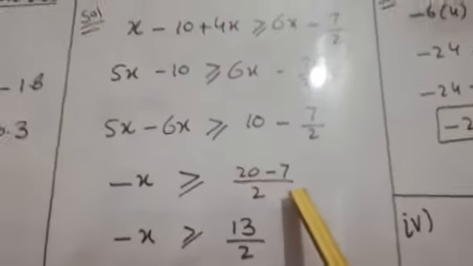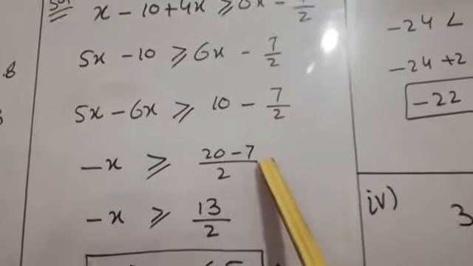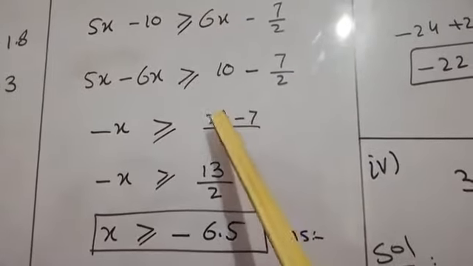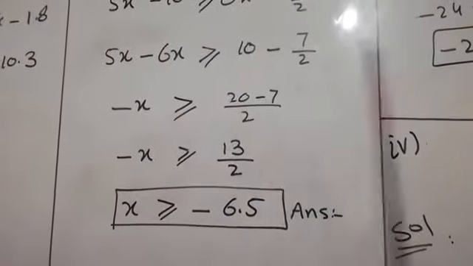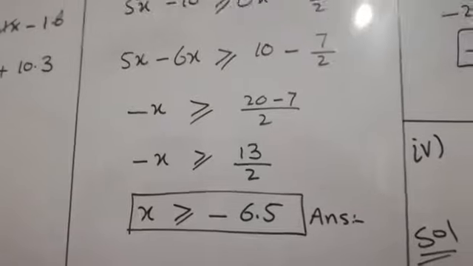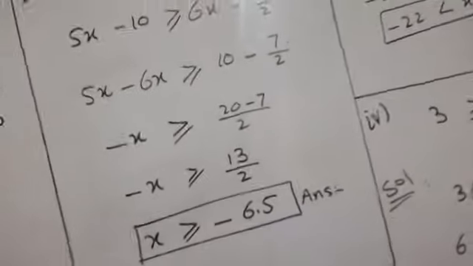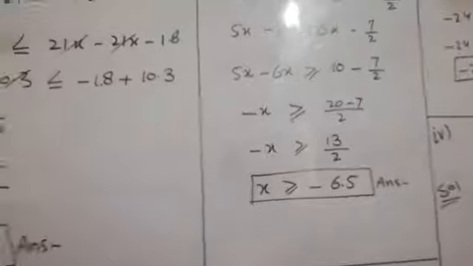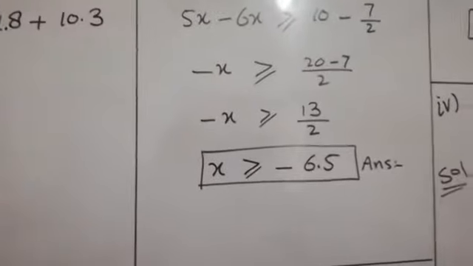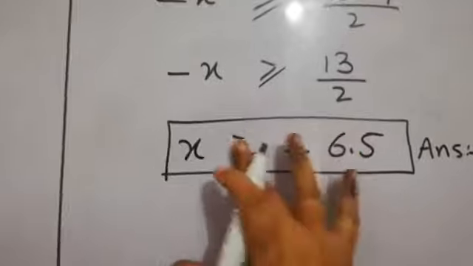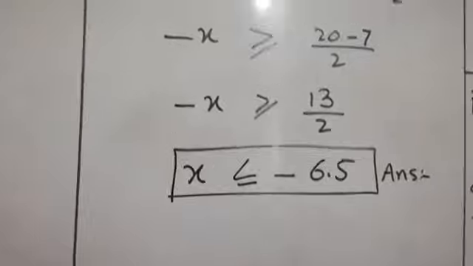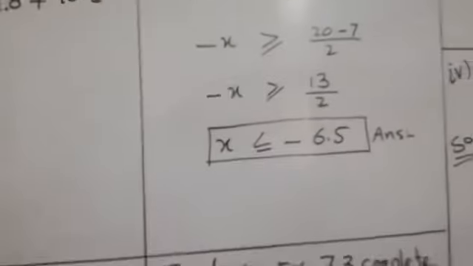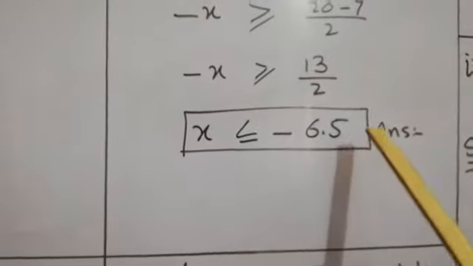On this side we will take the LCM of these two values. It will be 20 minus 7 is equals to 13. 5x minus 6x is equals to minus x. And in this question, my dear students, again we will multiply the inequation by a negative number. Whenever we multiply the inequation by a negative number, then its sign will be changed. So focus here that the sign will be changed, greater than to lesser than. So the answer is x is less than or equal to minus 6.5.